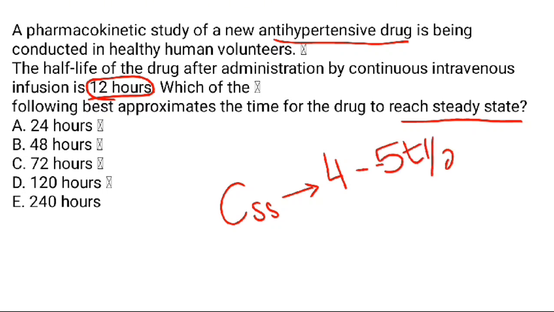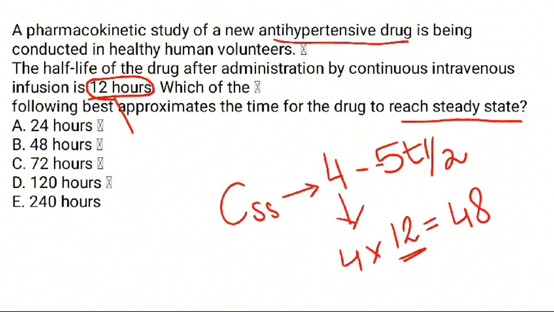So we will consider 4 half-lives. 4 into 12, where 12 is the half-life of the drug, it will be 48 hours. So after 48 hours the drug will reach its steady state concentration. Option B is correct.